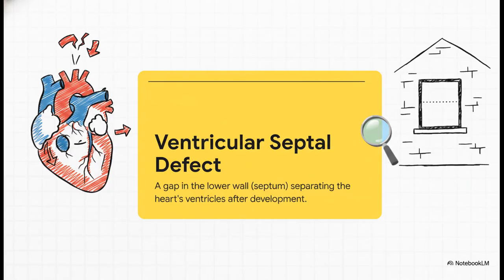But sometimes things just don't go according to plan. A ventricular septal defect, or VSD for short, happens when that lower wall, the ventricular septum, dividing the 2 bottom chambers, fails to fully close during development. It leaves behind a literal physical gap. Basically, it's an open window between 2 rooms that should absolutely have a solid brick wall between them.